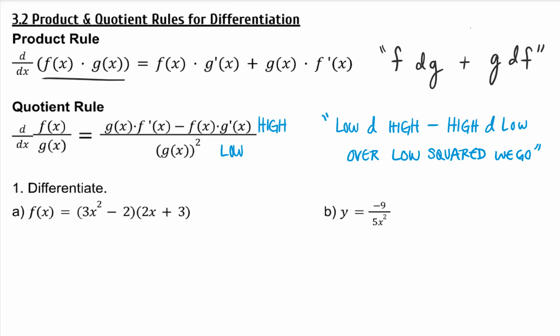If you're taking the derivative of the product of two functions, f of x times g of x, then our product rule will be f of x times the derivative of g of x plus g of x times the derivative of f of x. Another way you can shorten that is to say f dg plus g df.